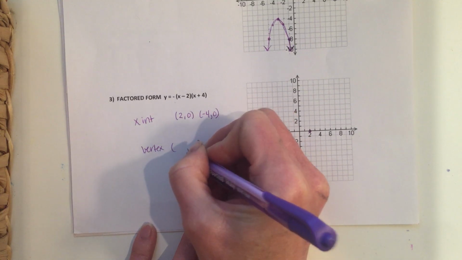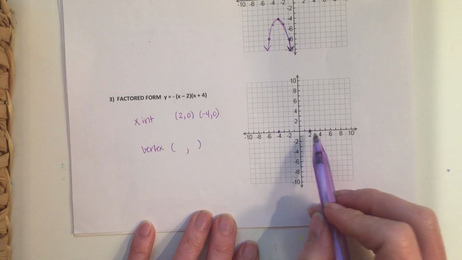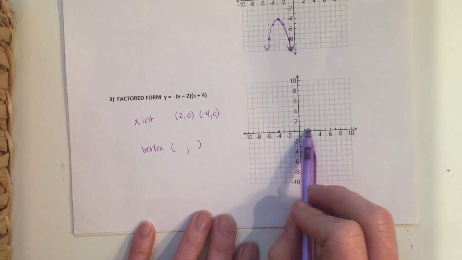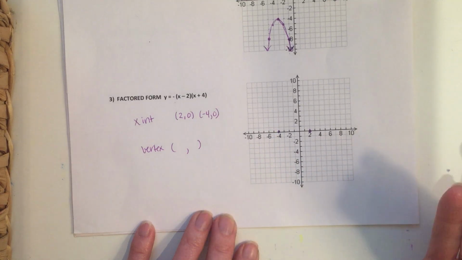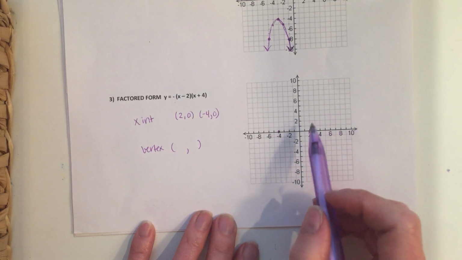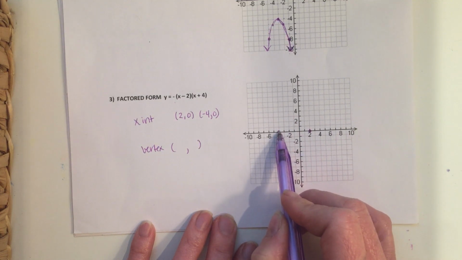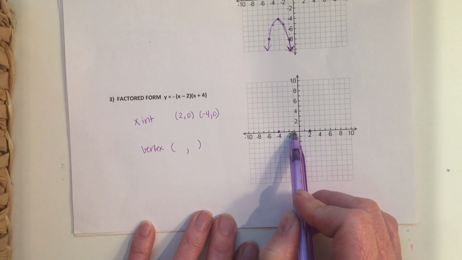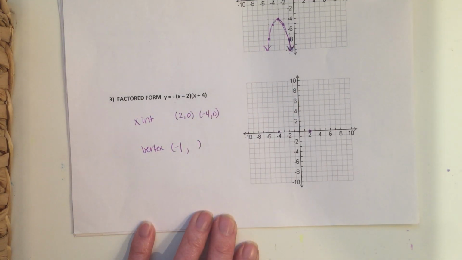Once we have our x-intercepts, our next thought is to get our vertex. Our vertex, the x-coordinate is always halfway in between my x-intercepts. There is a distance of 6 between 2 and -4, 6 units. If I divide that in half, that means my vertex is 3 units away from each intercept. So 3 units from 2 would be -1. 3 units to the right of -4 would also be at -1. -1 is halfway in between my two x-intercepts. So my vertex has an x-coordinate of -1.